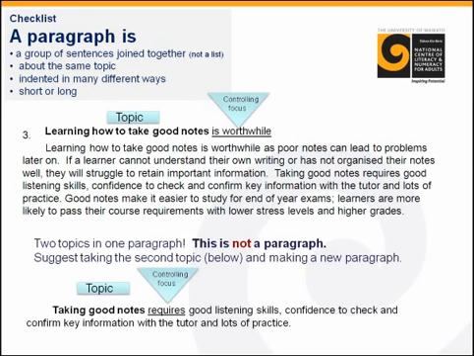Take a minute now to pause the recording and just reread this slide before we move on.